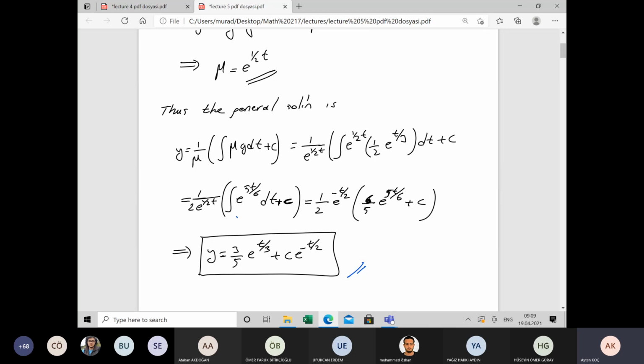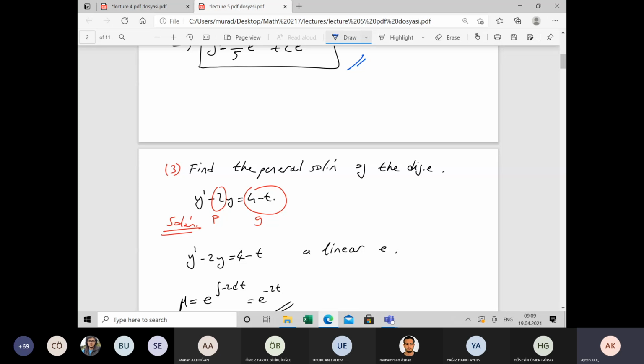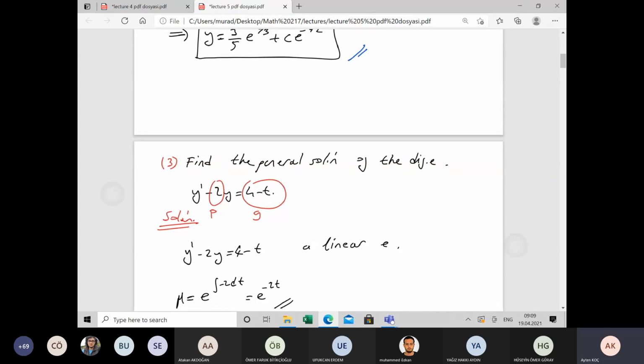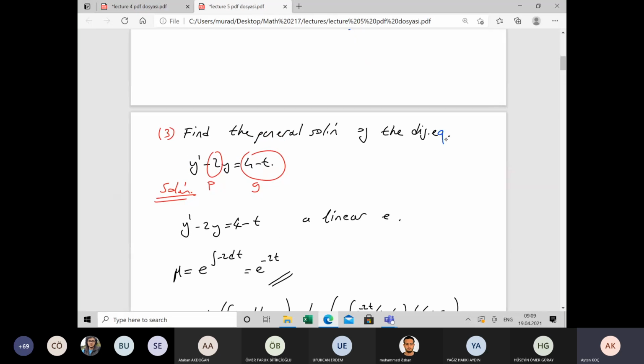I think it is clear. Now let's consider the next one. Find the general solution of this differential equation.